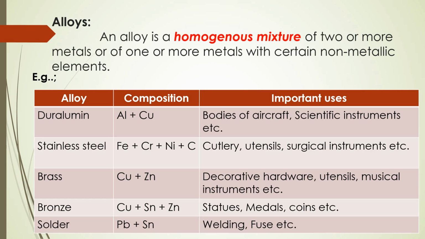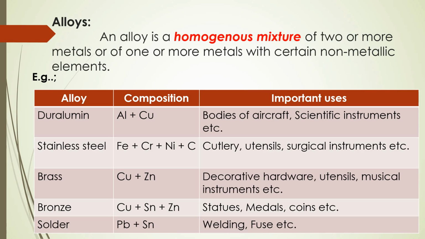The third alloy here is brass. Brass is a homogeneous mixture of copper and zinc, and it is used in decorative hardware, making utensils, musical instruments, etc. So next time when you play a guitar, please try to see that some of the strings, some of the bars and chords in the arm of a guitar, also contain brass. So brass is used in making instruments.